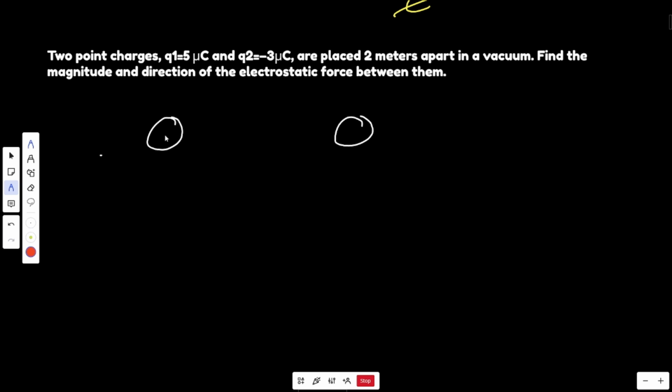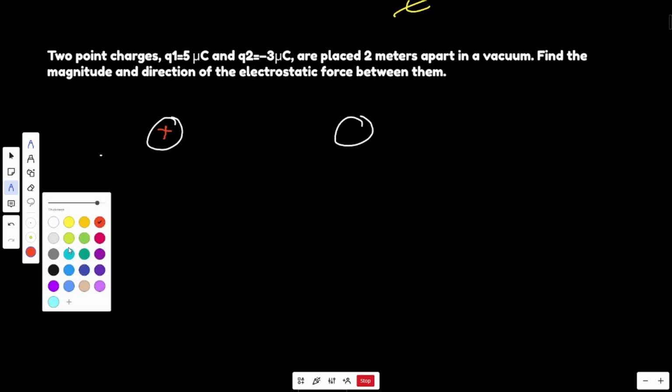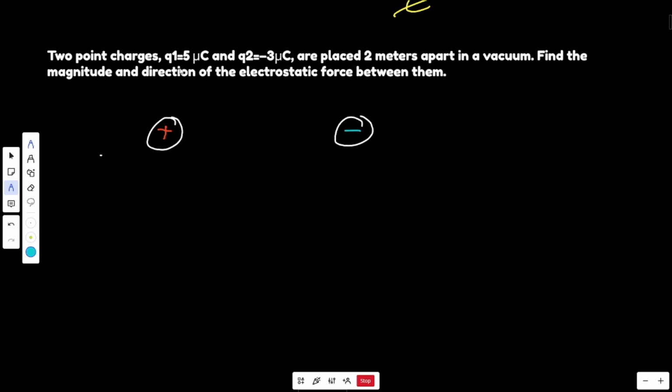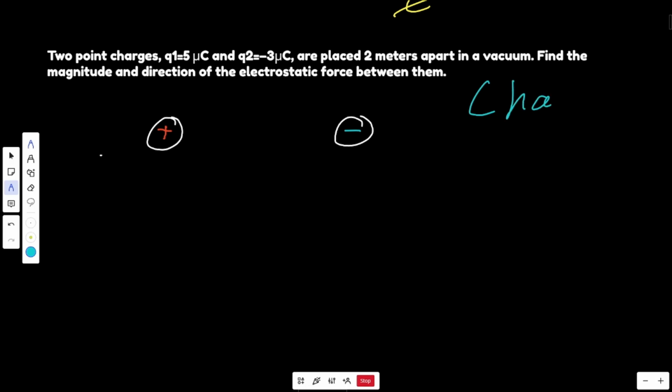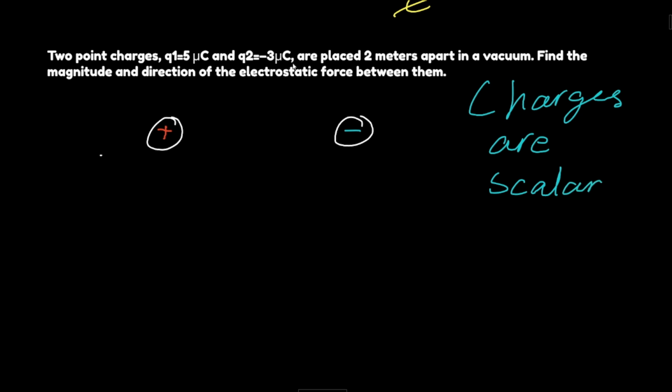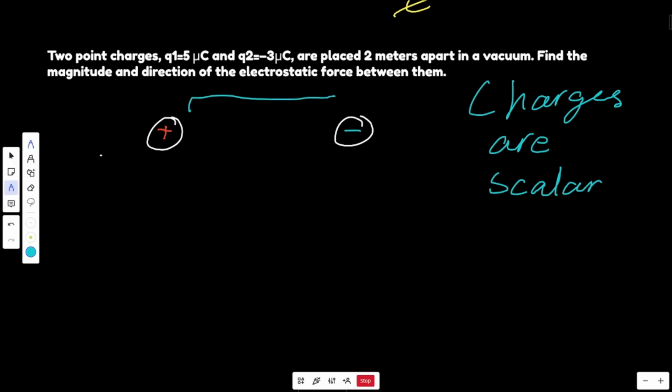We know that the sign of the first one is positive, and the second one is negative. However, this is only a signifier. Really, it just tells us the polarity. Charges have no direction, so their sign does not mean that they're vector quantities. Charges are always scalar. I'll just write it here: charges are scalar. Don't forget that, because that's a commonplace mistake. Now, we also have the distance between the two. We know that they're 2 meters apart.